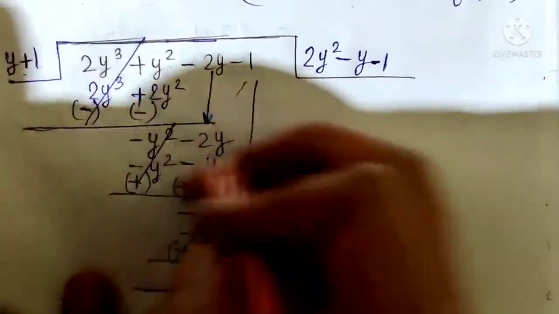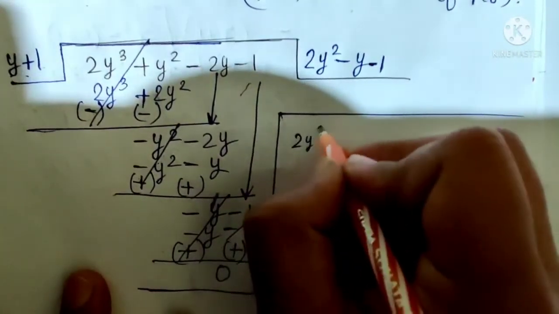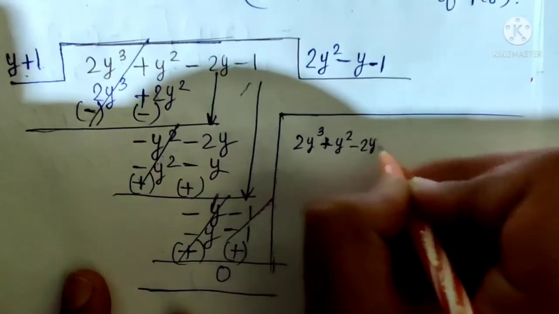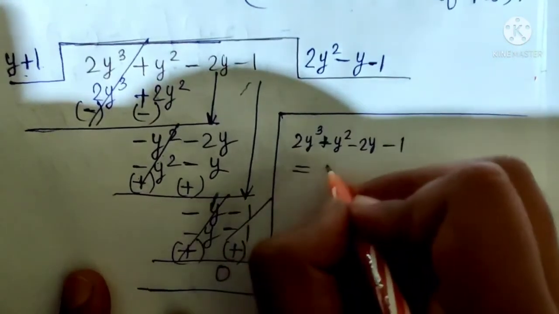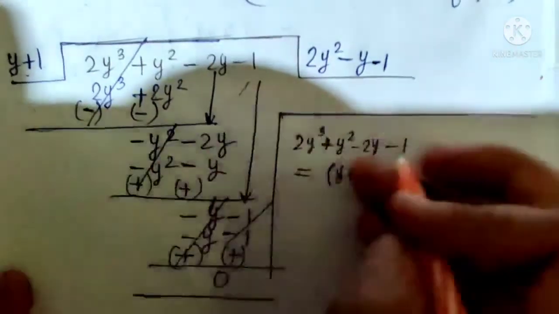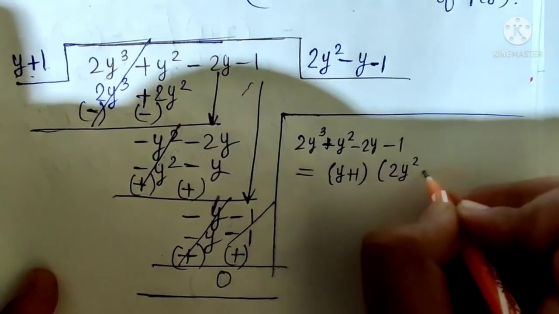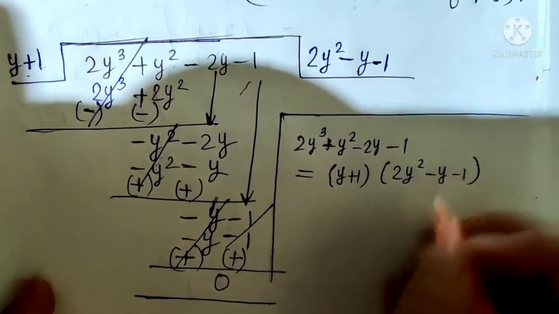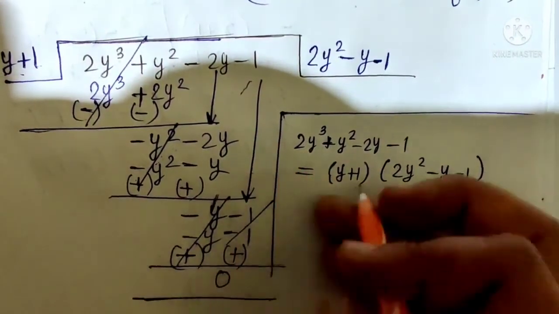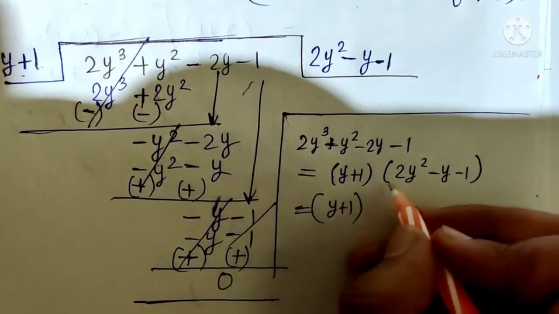We just have to write 2y cube, you can put one line here. 2y cube plus y square minus 2y minus 1 equals y plus 1. That is the first factor we found out, and the second factor is what? This one, the quotient, that is 2y square minus y minus 1. Okay, now as I told you, it is a cubic polynomial, so we have to find three factors. So y plus 1 will remain here like this. This one we have to check.